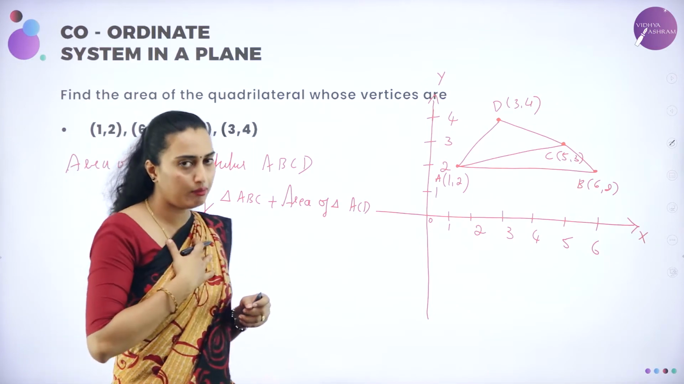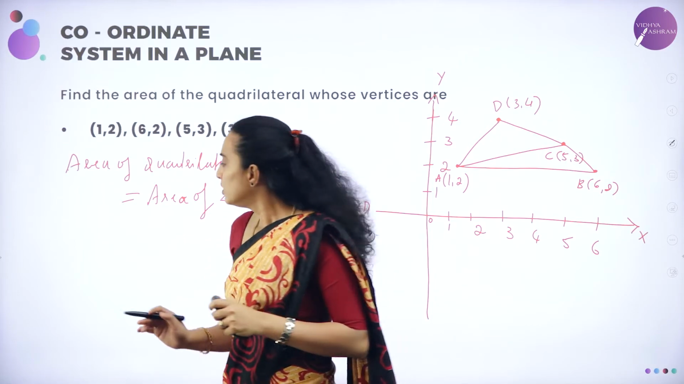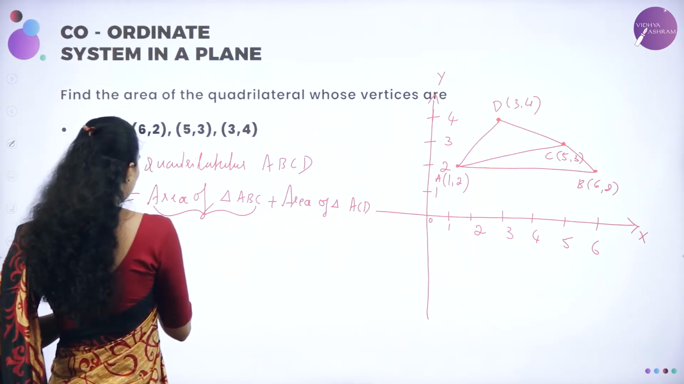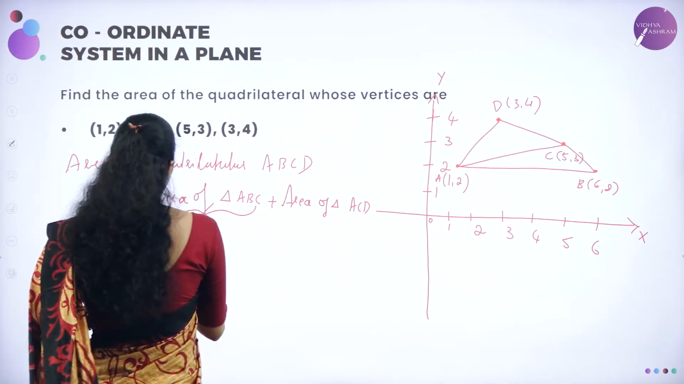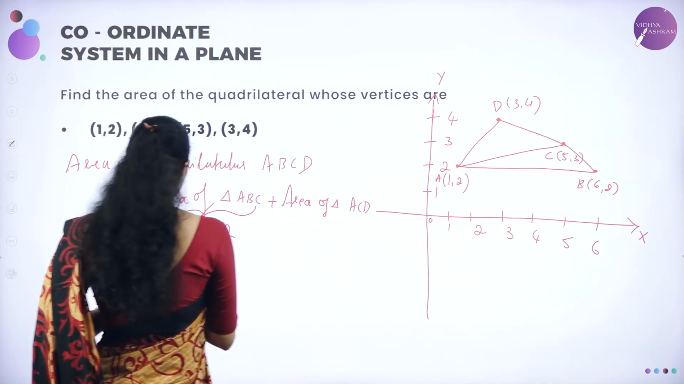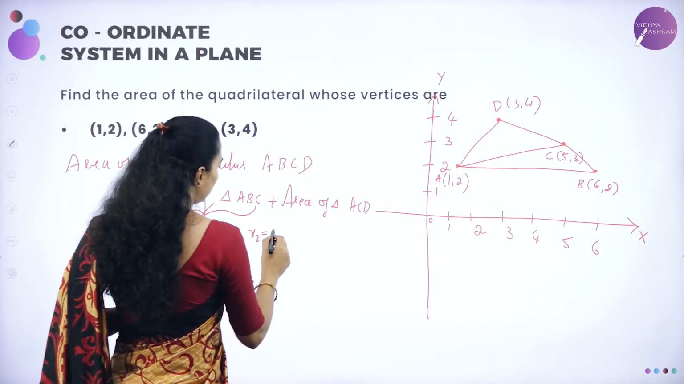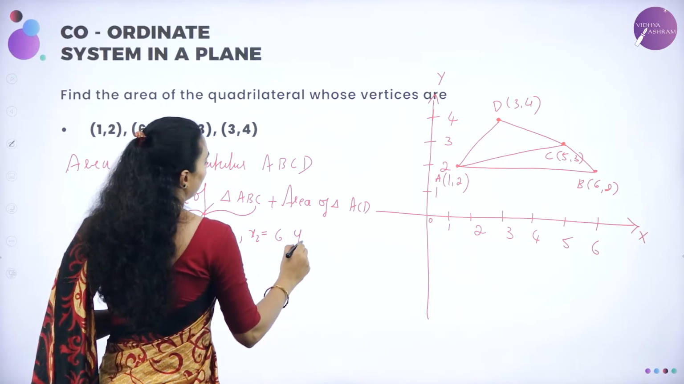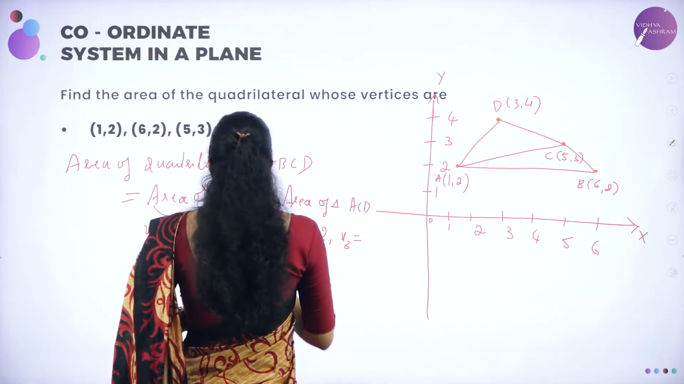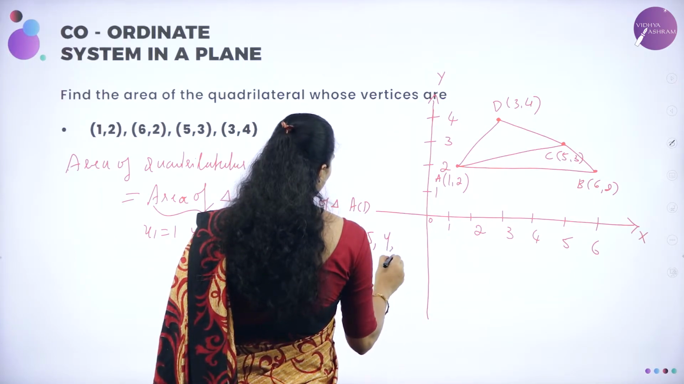For that, I am going to write the values of x1, y1, x2, y2, x3, y3. So here the x1 value is equal to A, that is 1, and y1 is equal to 2, correct? And then x2 is equal to 6, and y2 is equal to 2, and x3 is equal to the C point, 5, and then y3 is equal to 3.